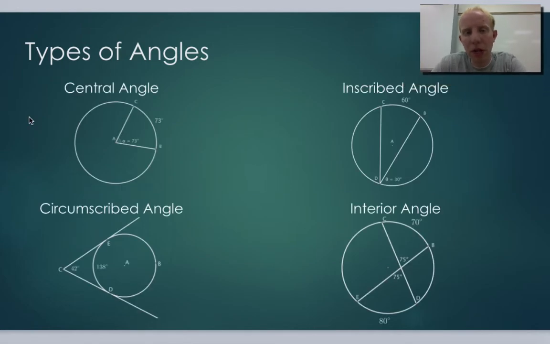These are the four categories that you will see with angles. There are central angles, which is what you are used to, where the angle comes from the center. There are inscribed angles, where the angle comes from the edge of a circle. There are circumscribed angles, where the angle is on the outside of the circle. And there are interior angles, where the angle is just somewhere random inside that circle. Let's look at each one individually, because we're going to have to treat the math a little bit different in each case.